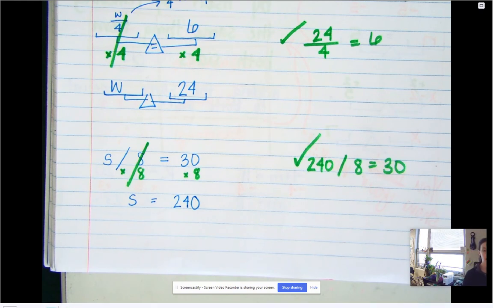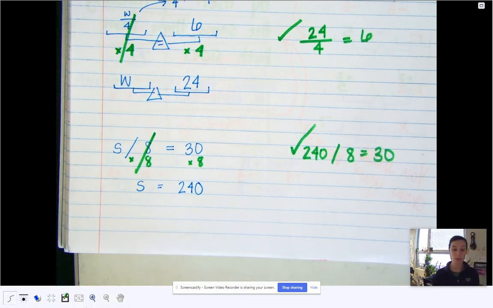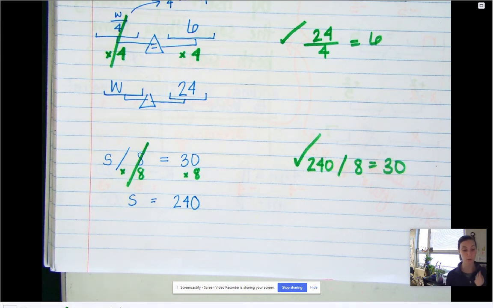All right, so now you know how to solve equations, whether they involve addition, subtraction, multiplication, or division.